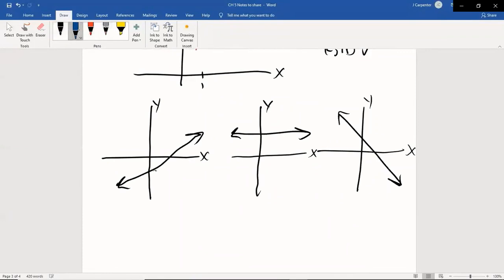This first example, as we go right, we go up. So that's a literal rise, which means your slope is positive. So m is greater than 0, that says your slope is positive.